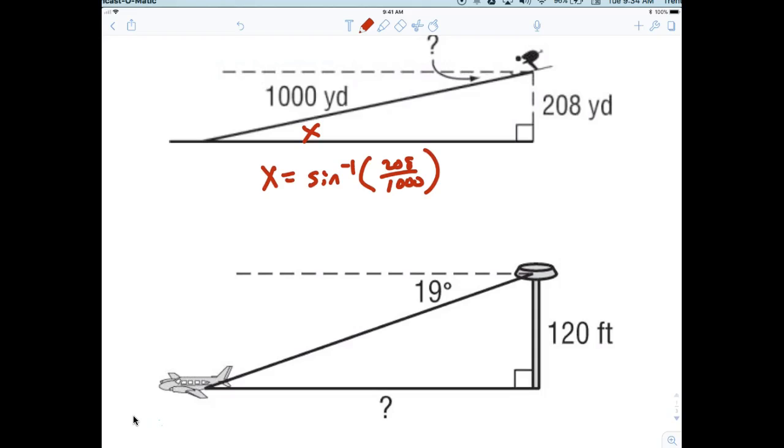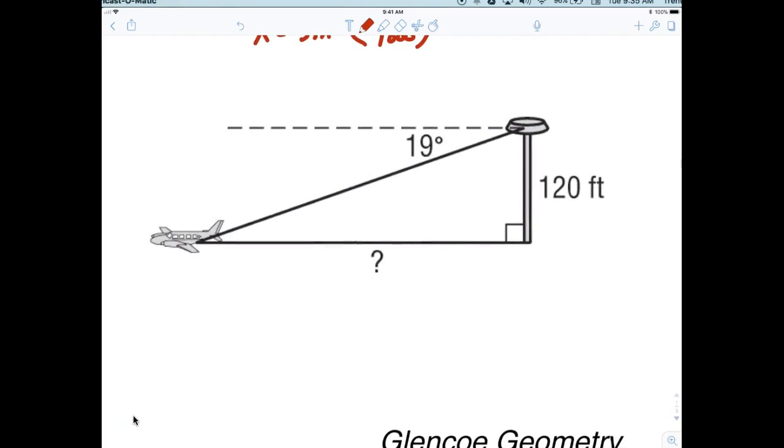Can you explain how you knew x was down there? Because this is the angle of depression, and those angles are equal, because they are alternate interior angles. Just like over here, this is 19 degrees, so instead I would just put 19 degrees right there.